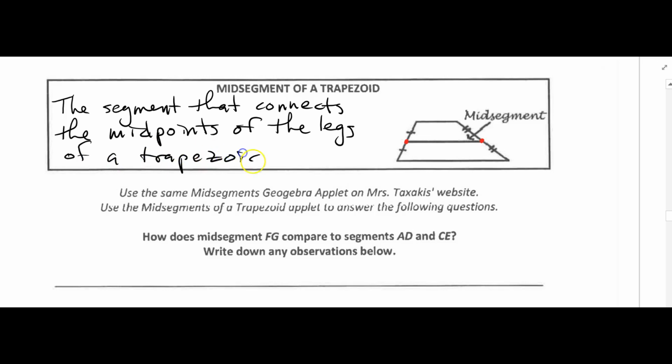Okay, so if you remember our parts of a trapezoid, I have the bases, which are parallel, and then I have the legs, which may or may not be congruent. At any rate, we can join the midpoints and draw in that segment, and we get a midsegment.